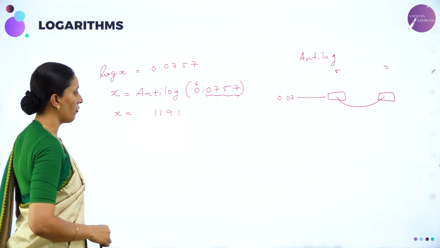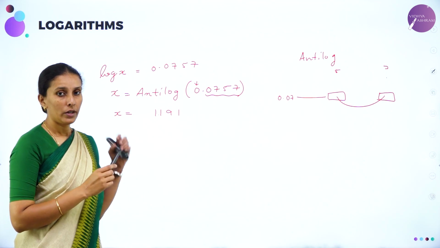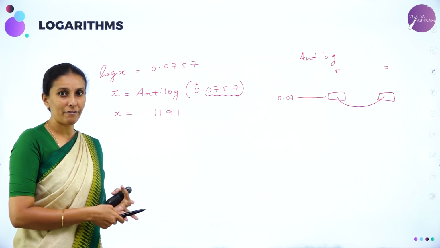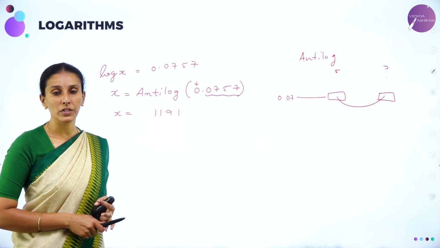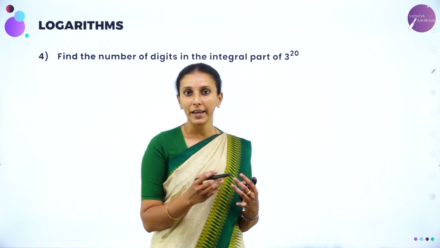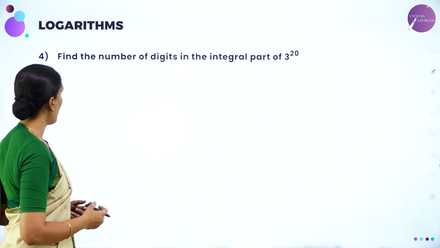So therefore the value of x is 1.191. So this is how we will calculate the product of decimals or any fraction kind of a thing without using calculators. So other than this, we also have an application of log and anti-log in certain conditions. Let's take an example here.